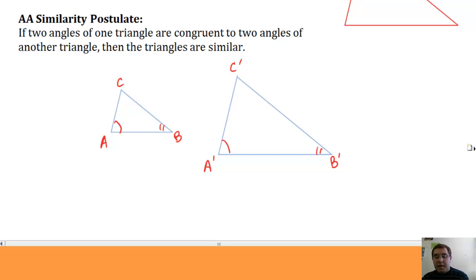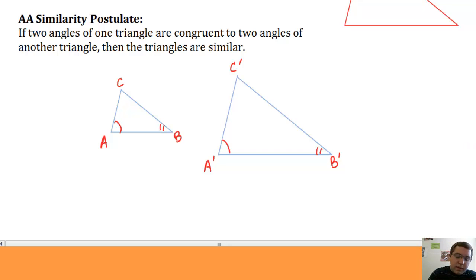It's easy to see that the third pair of angles must also be congruent, because we know all three angles add up to 180, so if two pairs of them are congruent, that last pair that makes the 180 in both triangles must also be congruent. So that's why we don't need to say angle-angle-angle similarity postulate, because all we need is two angles, and then we're guaranteed the third angles are congruent. So if two angles of one triangle are congruent to two angles of another triangle, then the triangles are similar.